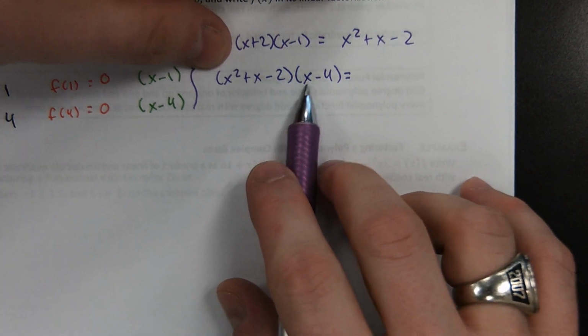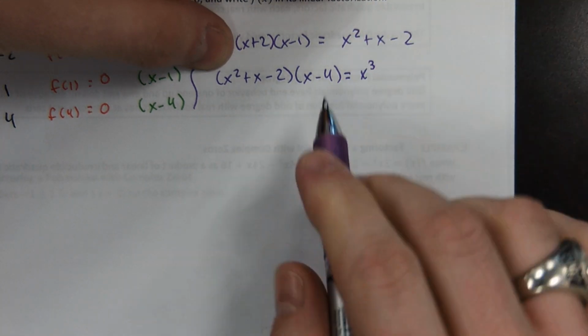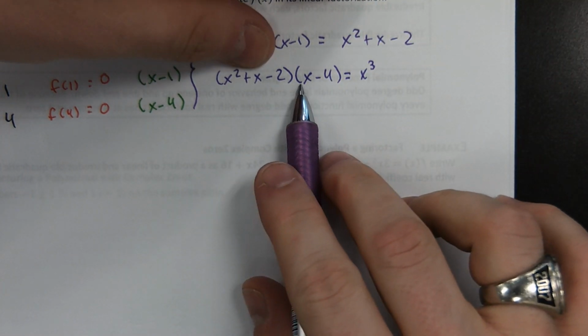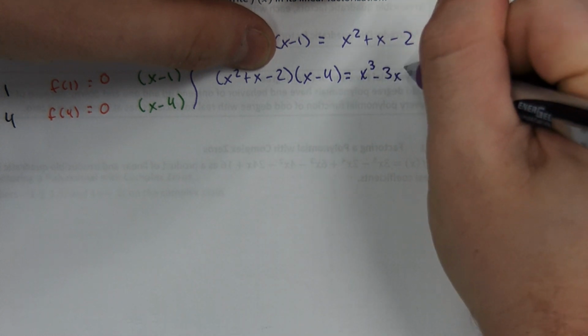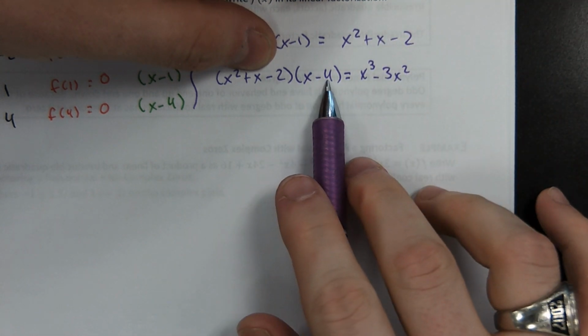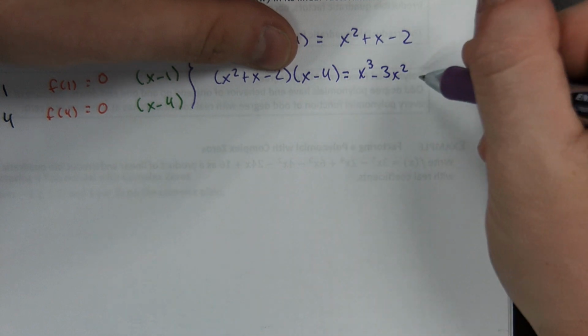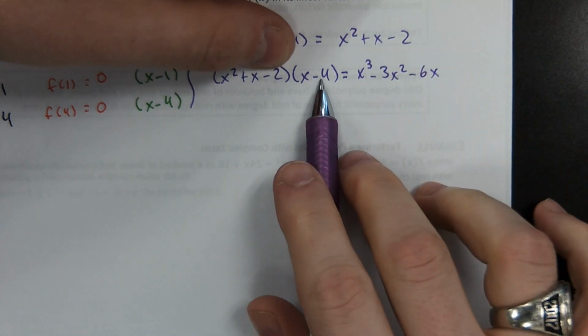I see an x to the third. There's minus 4x squared plus x squared. There's minus 4x minus 2x. And there's plus 8.